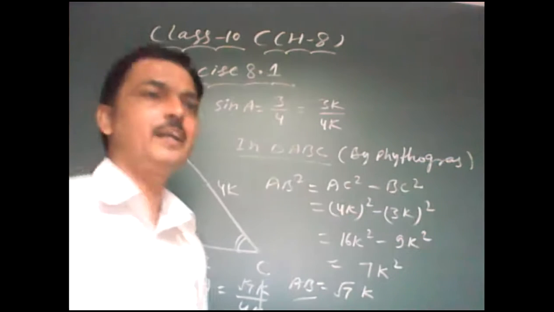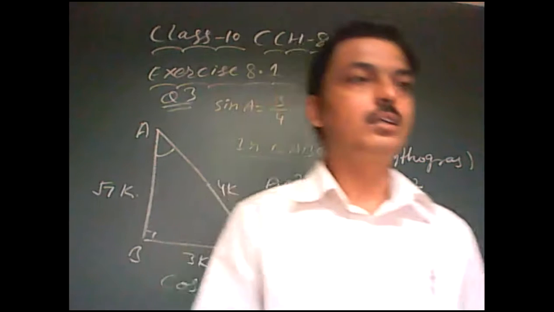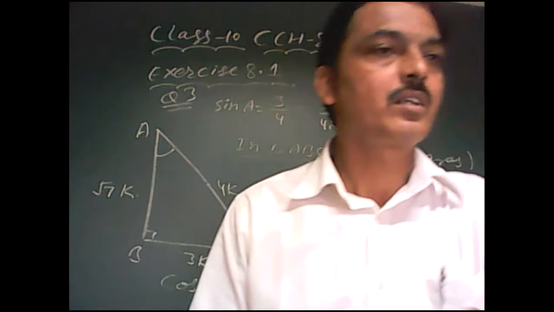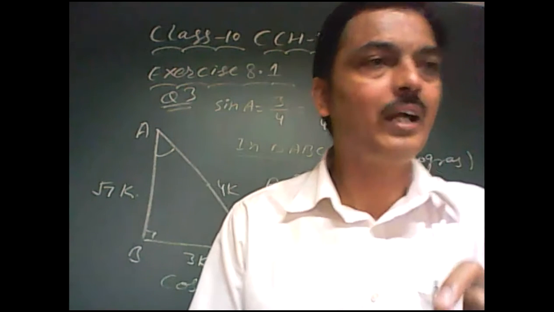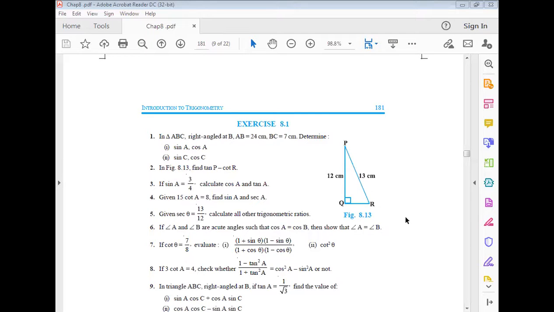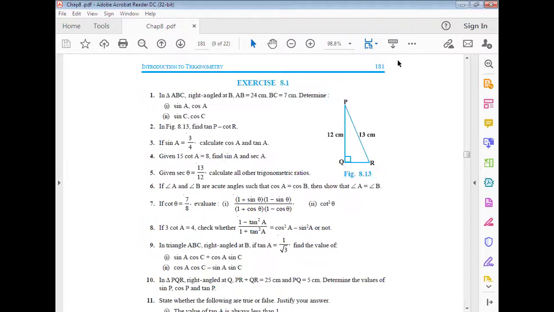Now, similarly, you can calculate in question number 5, sec theta, that is given 13 upon 12. Look at the screen. It means you can easily draw a right angle triangle, and first find out the third side by using Pythagoras theorem, and then calculate all other trigonometric ratios as given in question 5. So I hope you can easily solve the first 5 questions, and then in the next video we will solve question number 6 to question number 11. Thank you.